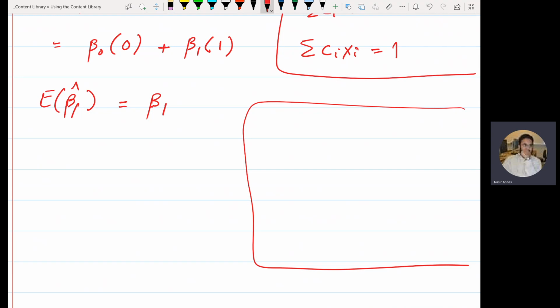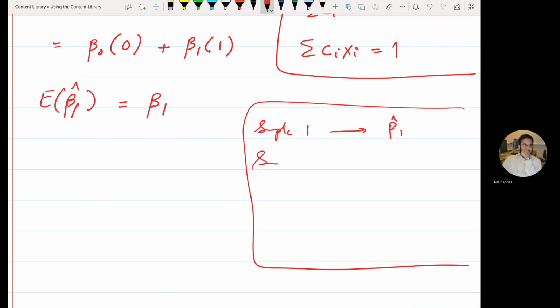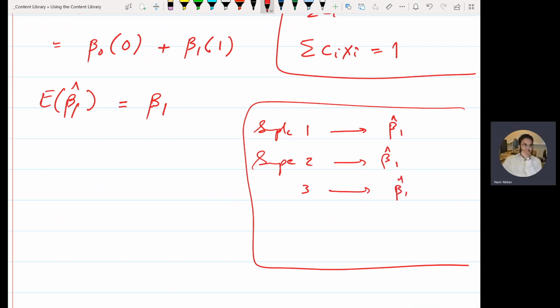If I take a sample, and from sample number 1, I calculate beta 1 hat. I take another sample. From sample number 2, I calculate beta 1 hat again. I take another sample. I calculate beta 1 hat again. And I take all... I cannot take them, by the way. Practically, I cannot. This is just an assumption that I take all possible samples.